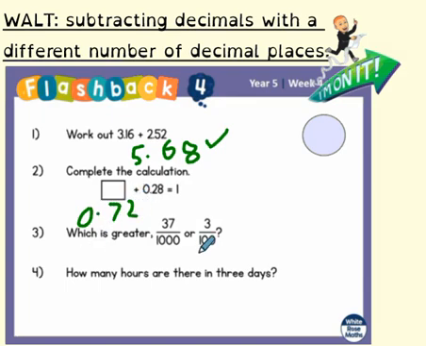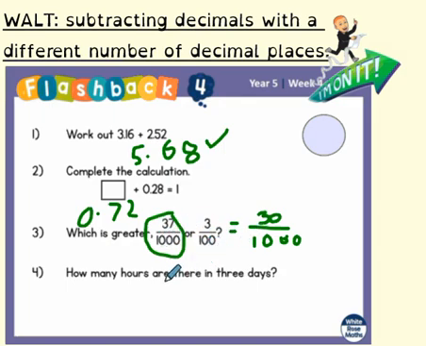Question 3, which is greater, 37 thousandths or 3 hundredths? 37 thousandths is greater because if I was to write an equivalent fraction for 3 hundredths using 1,000 as my denominator, what have I done to get from here to here? I've times it by 10. What do I do to get from here to here? Then I times that by 10. As you can clearly see, using my understanding of equivalent fractions, this first fraction is greater than the second fraction. So this is the one I was looking for you to circle.